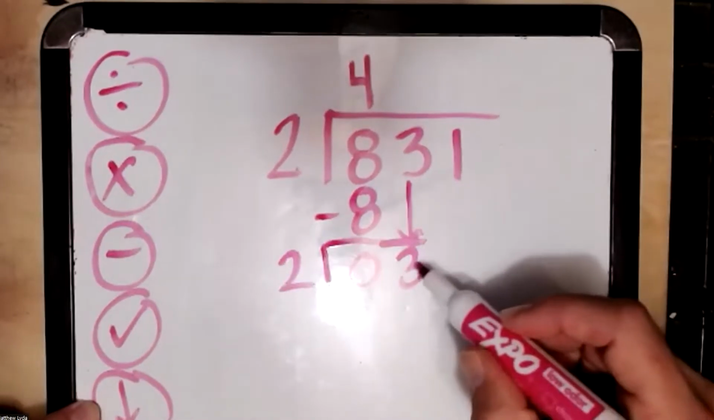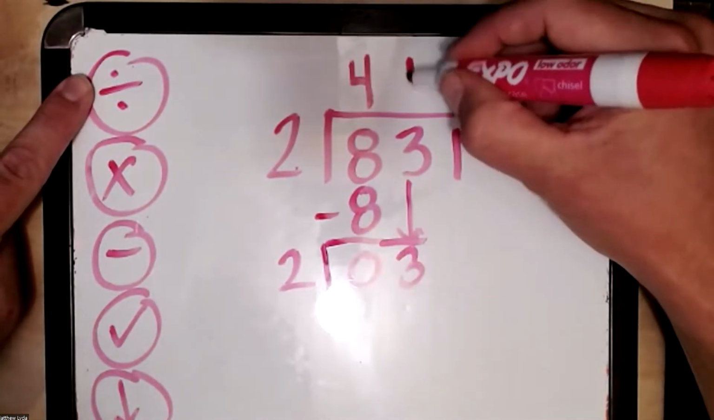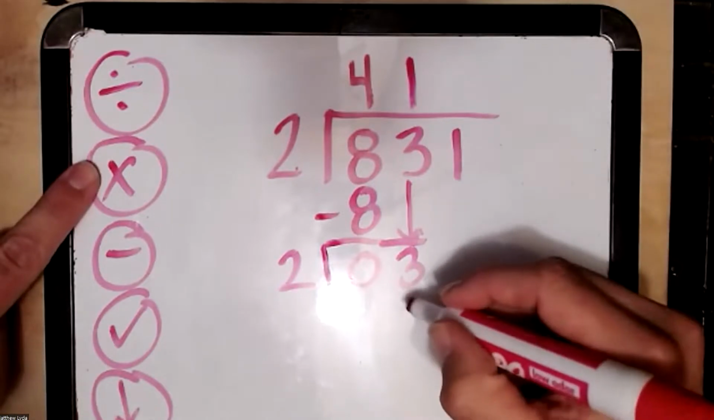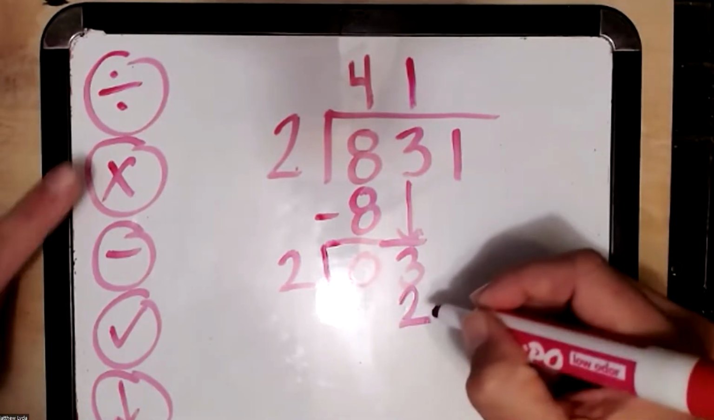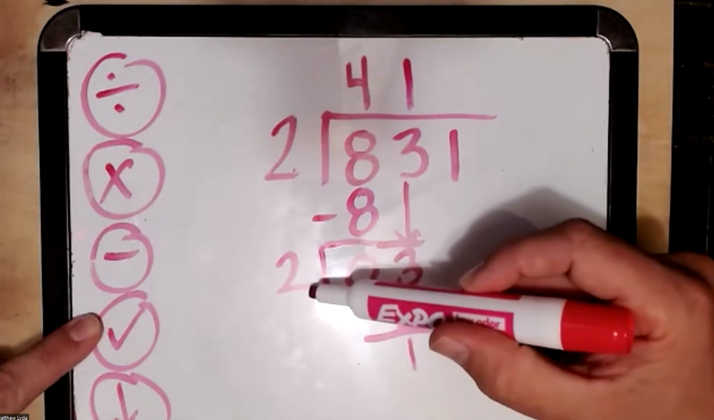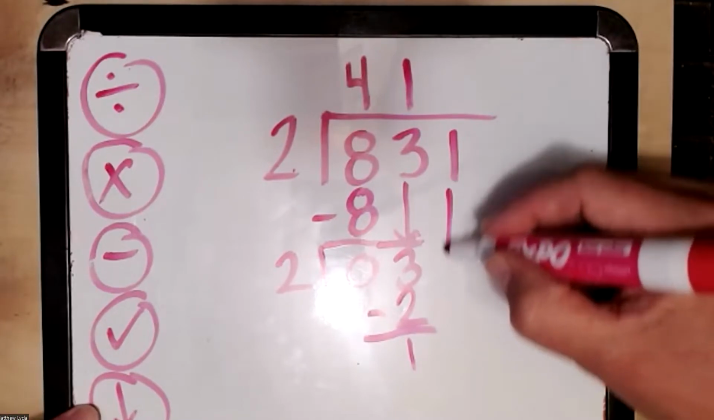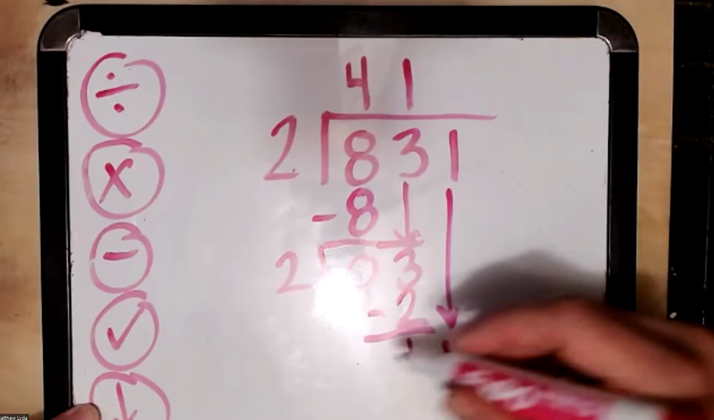Rewrite. 3 divided by 2. Here we are back at the top. 2 will go into 3 one time. Multiply. 1 times 2 is 2. Subtract. 3 minus 2 is 1. Check. Can I make any more groups of 2 out of 1? I cannot. Drop the 1, and we could keep on going.